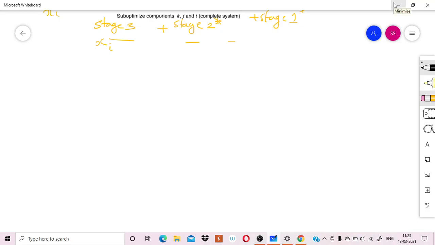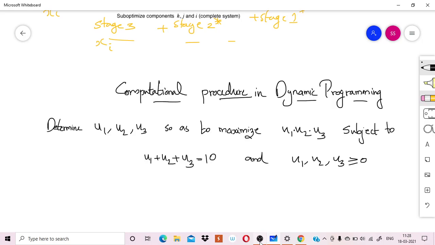In this class, we will study the computational procedure in dynamic programming problem by solving an example problem. So the problem is this: determine u1, u2, u3 so as to maximize u1 into u2 into u3 subject to u1 plus u2 plus u3 equal to 10 and u1, u2, u3 greater than or equal to 0.